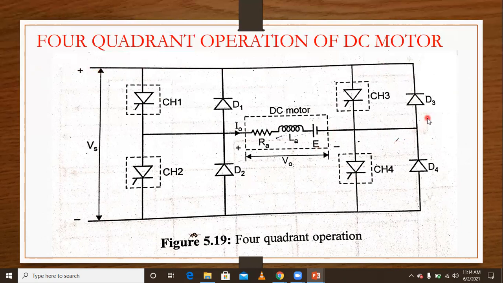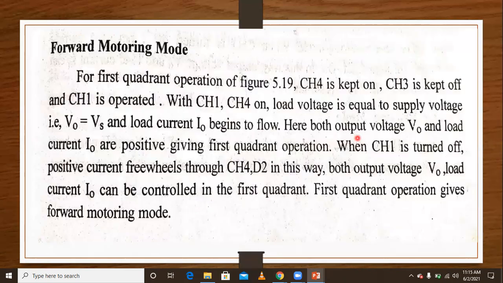When D2 and D3 are forward biased and turned on, and chopper CH4 is turned off, this energy is fed back to the source. In this mode, the source positive is connected to the motor negative. That's why voltage is negative and source current is positive, so this is 4-quadrant operation. So this is about 4-quadrant operation of this motor.